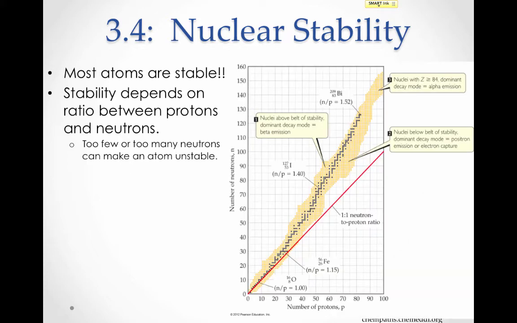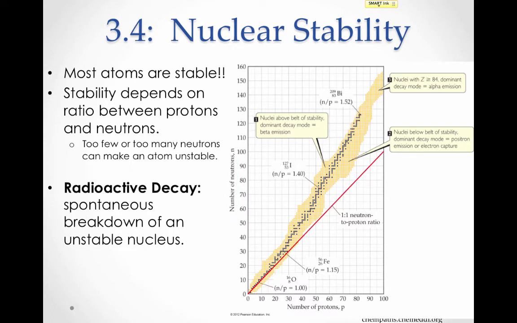Here we're looking at a graph of number of neutrons versus number of protons. Essentially, we've graphed the ratio of protons to neutrons. Nuclei with a ratio represented by a blue dot are generally stable. This represents an ideal ratio between protons and neutrons. Nuclei that have a ratio above or below this belt of stability will have to undergo some kind of radioactive decay to change the ratio of protons to neutrons. This will result in a more stable nucleus.